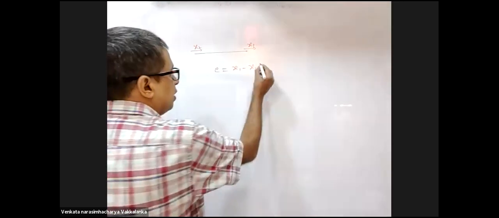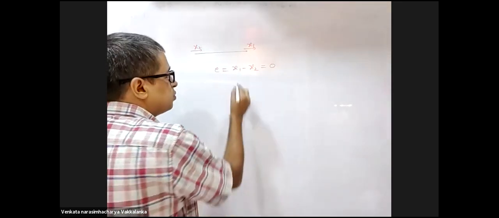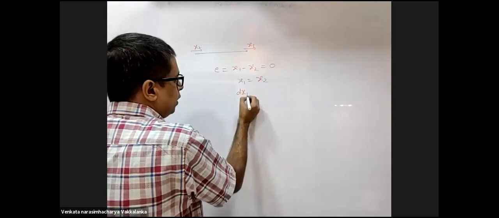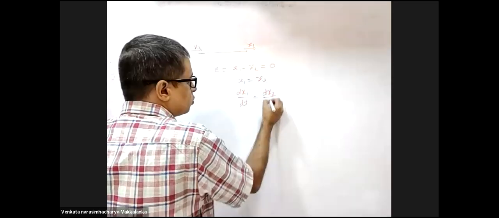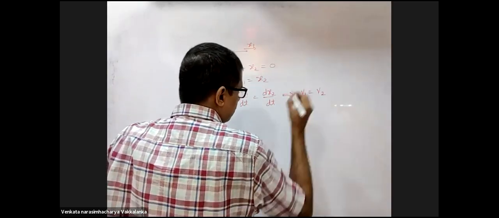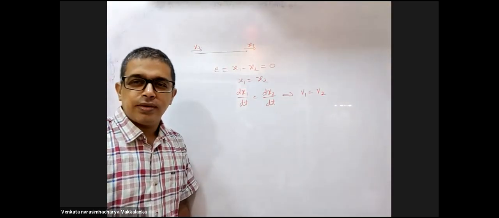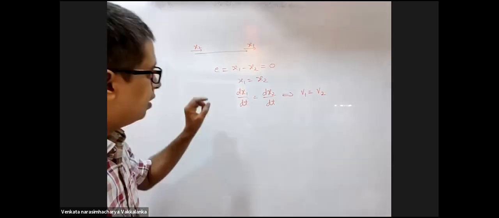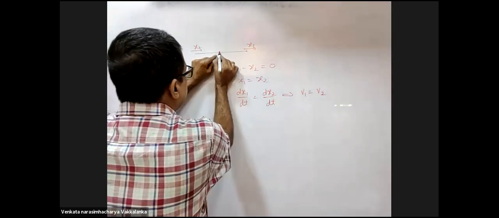Yes. I want this elongation to be 0 because the length of the string is constant. x1 is equal to x2. dx1 by dt is equal to dx2 by dt, which implies v1 is equal to v2. Something very simple. Now, when things become complicated, we tell the students to look at it one way.